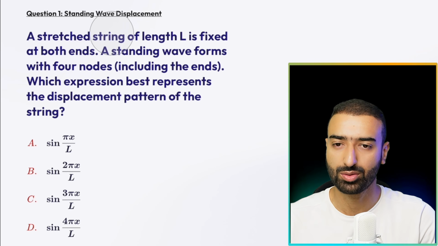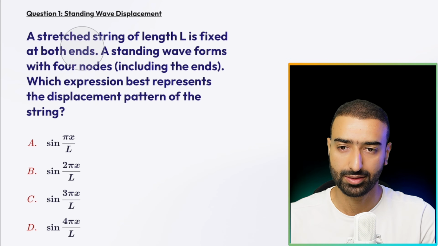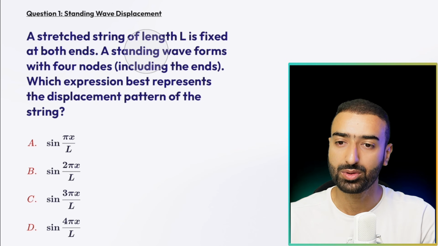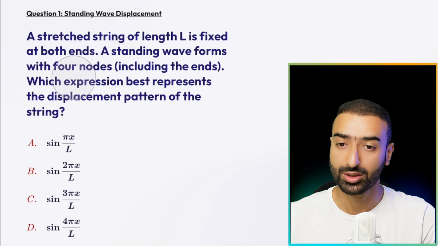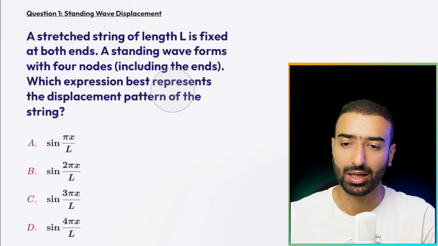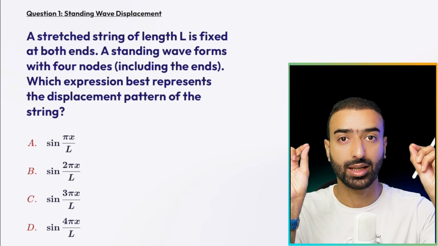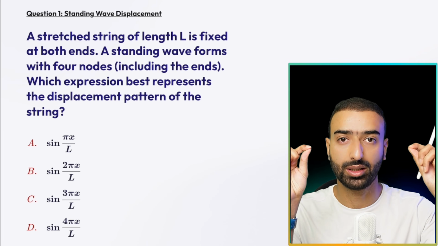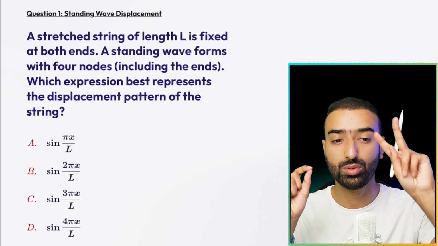A stretched string of length L is fixed at both ends. A standing wave forms with 4 nodes, including the ends. Which expression best represents the displacement pattern of the string? The question says we have a string connected at 2 ends, those 2 ends being the nodes, meaning the string cannot move. And in between we have 2 more nodes.